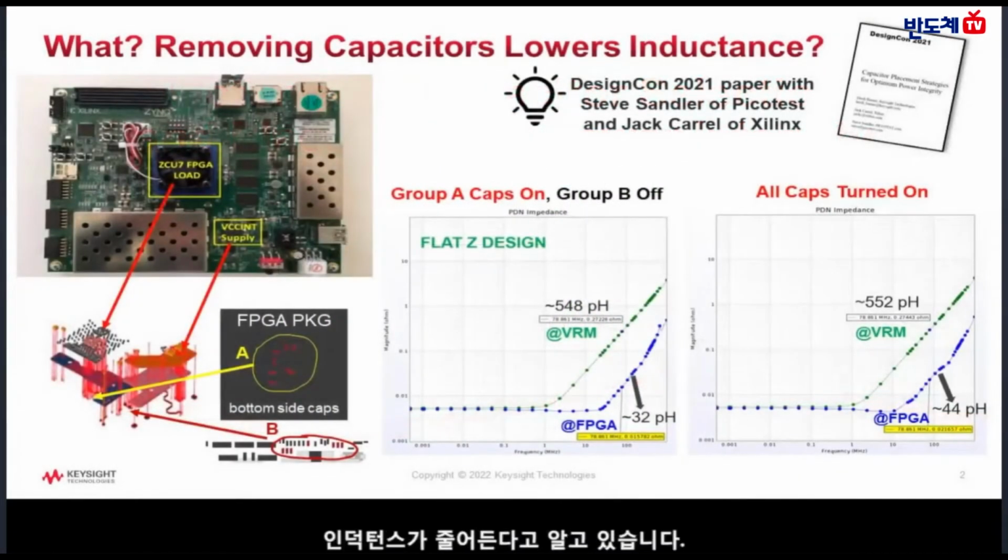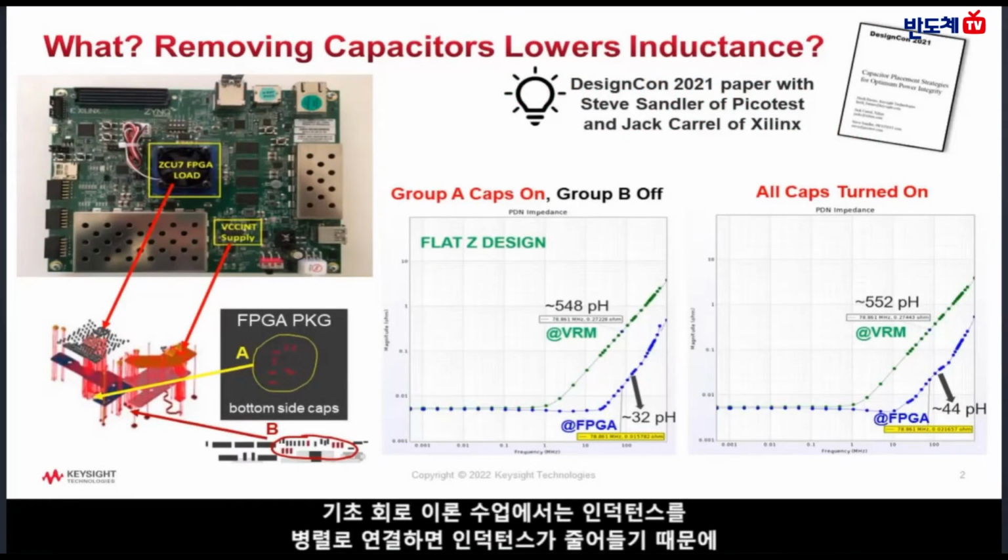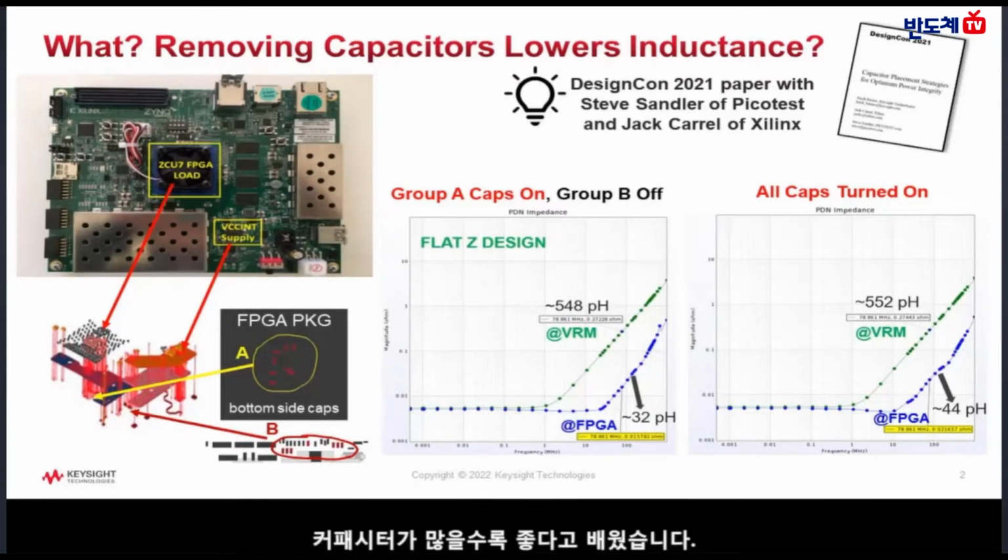What? Removing capacitors lowers the inductance? How can that be? My basic circuit theory class says that inductance in parallel reduces the inductance, which means that more capacitors should be better. This is why we are engineers. The correct answer is, it depends.